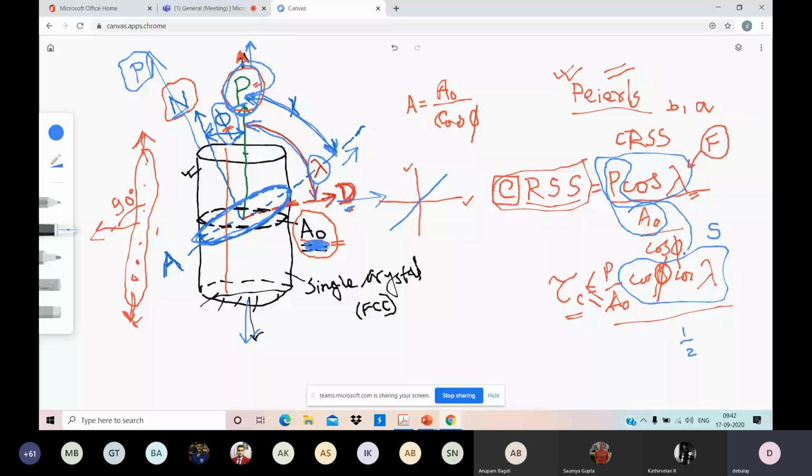So what would be the resolved shear stress? P cos lambda by A naught by cos phi. So ultimately what would be this value? P by A cos phi cos lambda. And that is called resolved shear stress. And when will slip occur according to this theory? When the resolved shear stress exceeds a critical value. Equal is the critical condition, exceed is the satisfied condition. If it exceeds the critical value, some MPa value, then slip will occur.